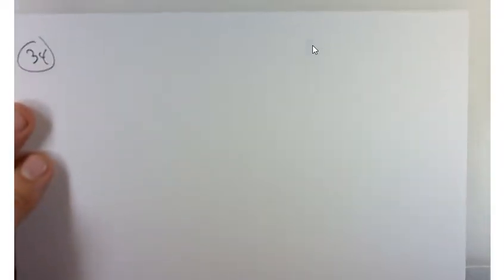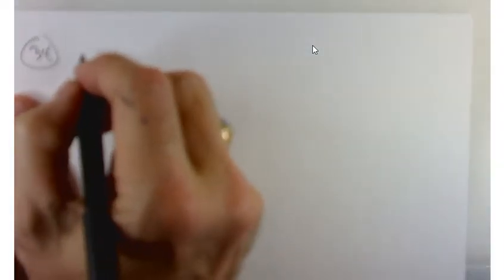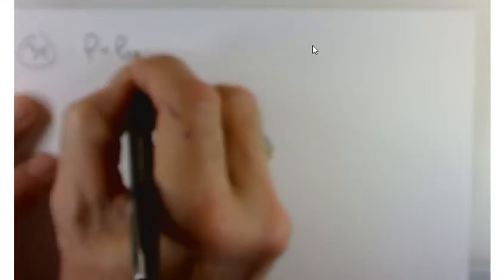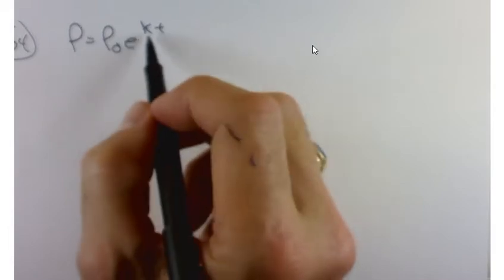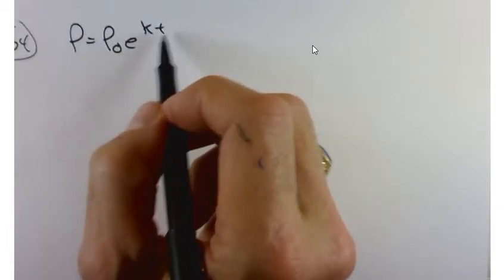So let's understand a little bit about this. Our model for exponential growth is this: P equals P sub 0 e to the kt. That's your initial amount, your growth rate or decay rate, time, and your final amount. Just like we mentioned right back here.